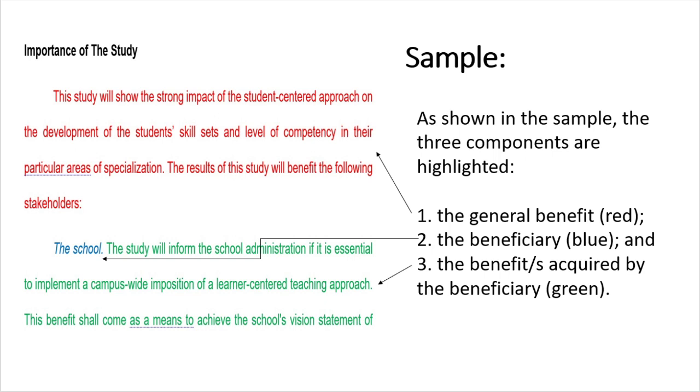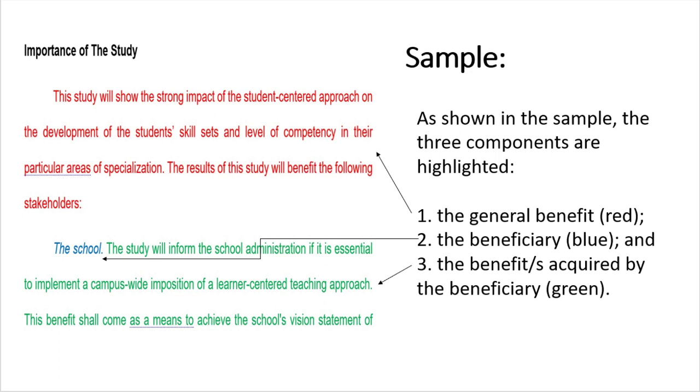Now, for this study, the general benefit is that their research will show the strong impact of the student-centered approach on the development of the students' skill sets and the level of competency in their respective areas of specialization. So the first beneficiary, the first one that will benefit from the research would be the school.